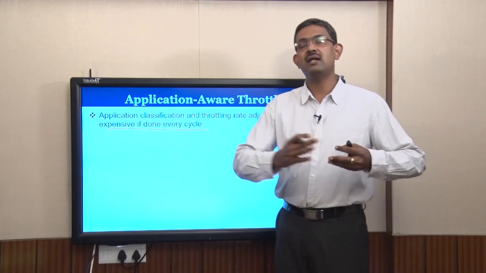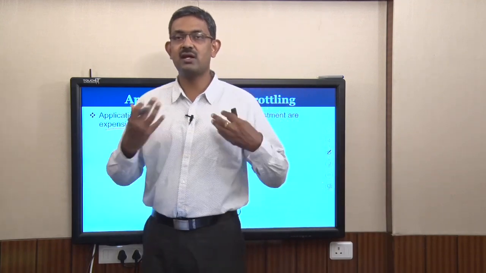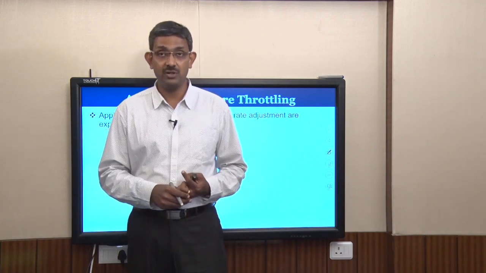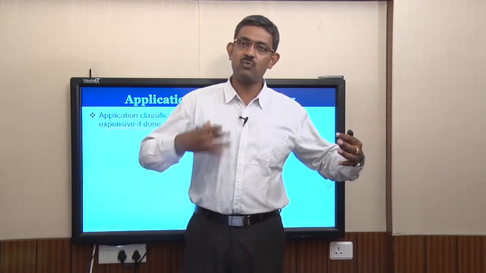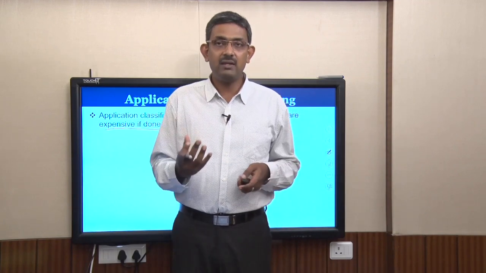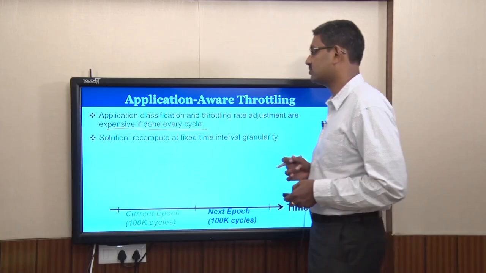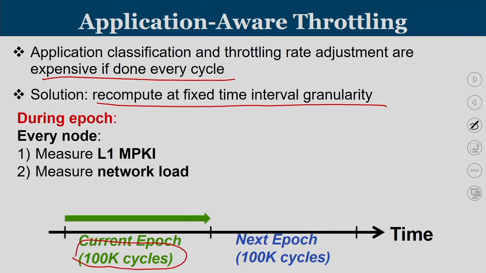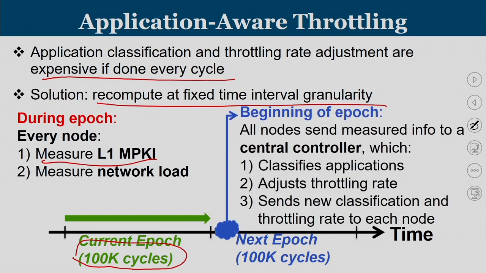So, we need to define a time window during which the network is trying to learn what happens. We are trying to analyze what happens in the network by virtue of setting up some extra hardware units. And for a reasonable time window, once we understand the behavior of the network, then we initiate appropriate correction mechanisms. So, the solution is you recompute at a fixed time interval granularity. For example, in this research work, the authors have found that you watch for a period of 100k clock cycles. During the epoch, every node is going to measure this L1 MPKI and it is also going to measure the network load.